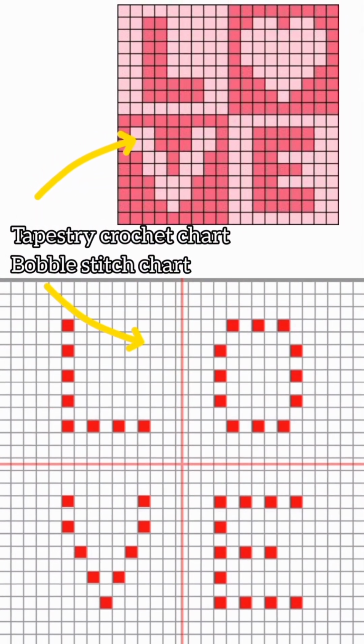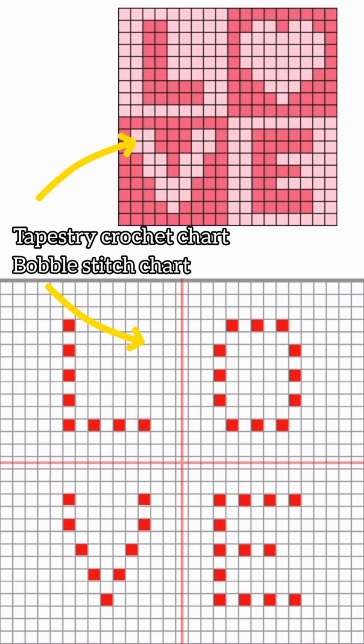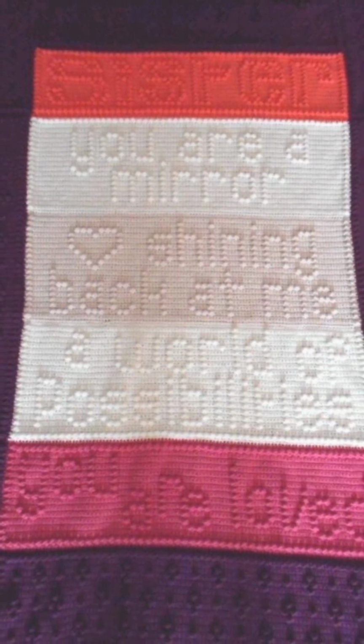And the issue is a tapestry crochet chart and a bubble stitch chart are not the same. For the bubble stitch chart, you will need to have one extra single crochet in between the bubble stitch because it puffs and it needs space to display its beauty. So I need to really sit down and design this thing intentionally so that it doesn't become larger.